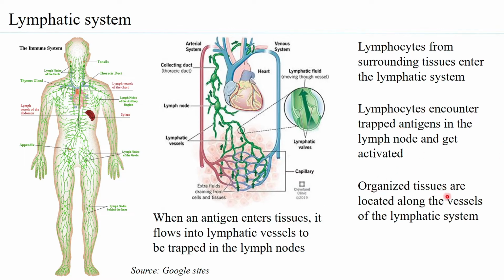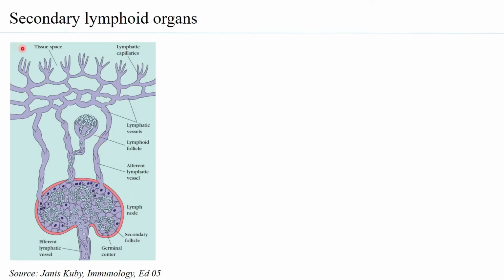Organized lymphoid tissues are located along the vessels of the lymphatic system, as just mentioned. Now, you can see over here how all around in blue is the tissue space, and how the lymphatic capillaries will take in the lymph, and from the lymphatic capillaries you will find them moving into lymphatic vessels. From lymphatic vessels they will get into what is called the afferent lymphatic vessel, and these afferent lymphatic vessels end up in a lymph node. Once they enter the lymph node, from the lymph node you have an efferent lymphatic vessel coming out. So you can see how the lymph that has been collected from the tissue goes right into the lymph node, and from the lymph node again back to a lymphatic vessel. So the point to be noted over here is that any antigen that is taken from the tissue space will land up in the lymph node.